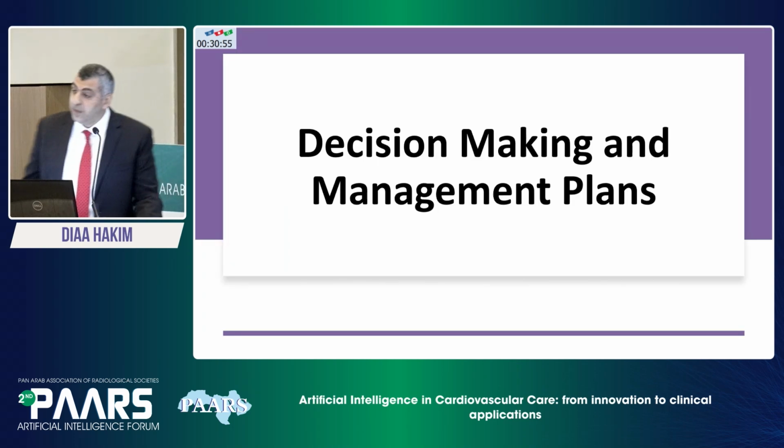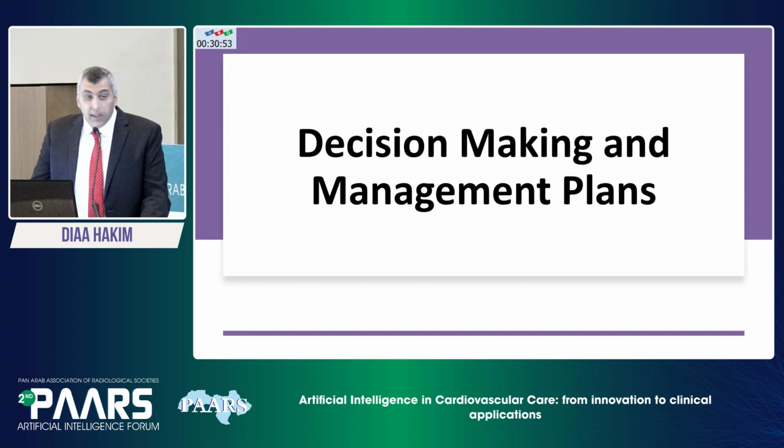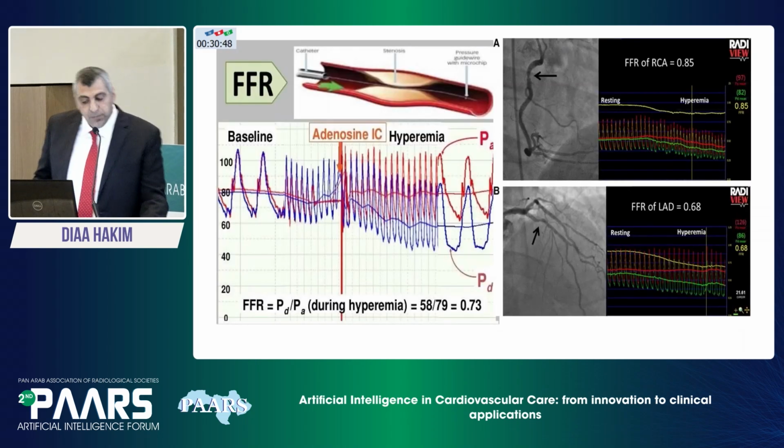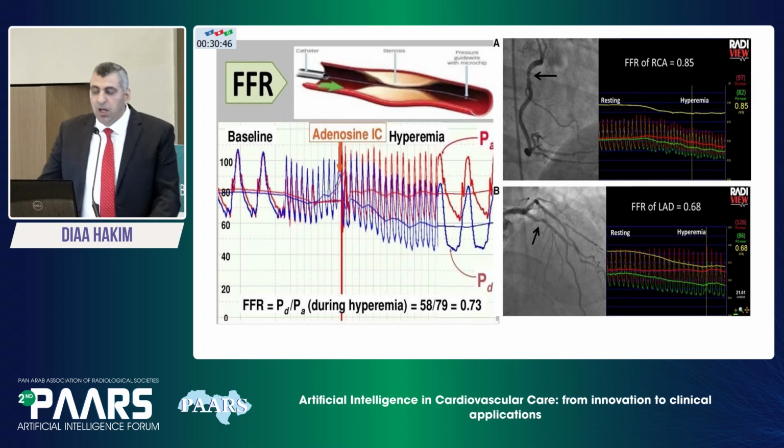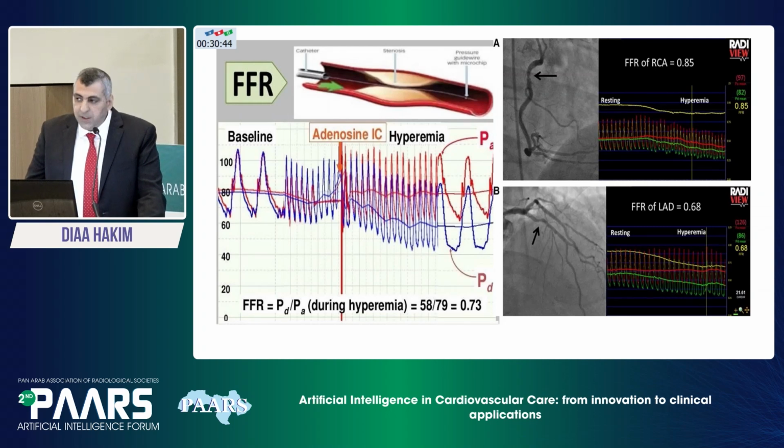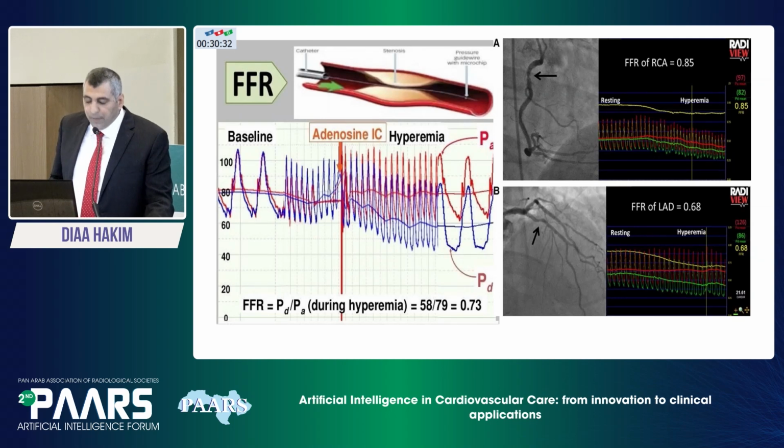Then the next element will be that AI is helping us in decision making and management plan. Also, the best example of that we are using now in cardiology and cardiac imaging is what's called the FFR, the fractional flow reserve. I will try to simplify that. The fractional flow reserve is a metric of the drop of pressure across the stenosis in the coronary vessel. So we are taking the drop of pressure as an indicator of decrease in blood flow.